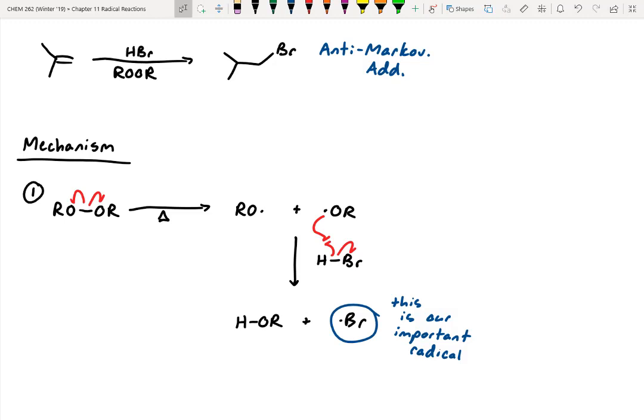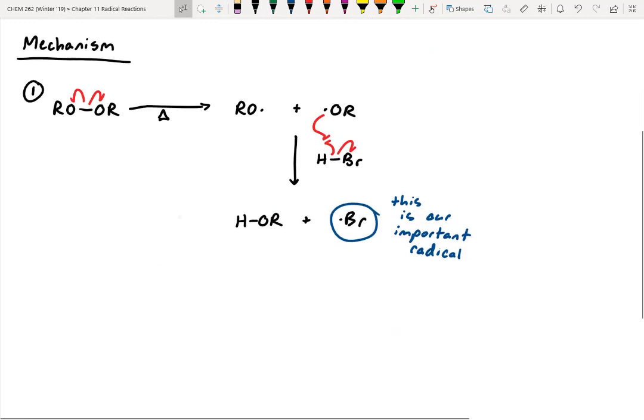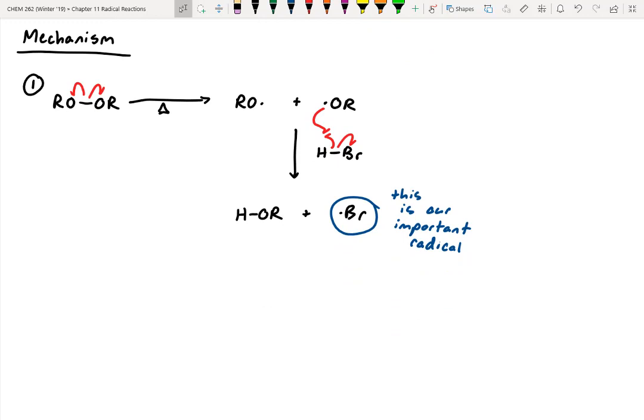Why not use NBS then? So NBS, if we think about it, would do that allylic bromination that we just saw and leave the pi bond. We don't want to leave the pi bond anymore, right? We want to completely get rid of that pi bond. So in this case, a peroxide radical is another mechanism we can use to generate a bromine radical. All right, and then step 2, we need our propagation.